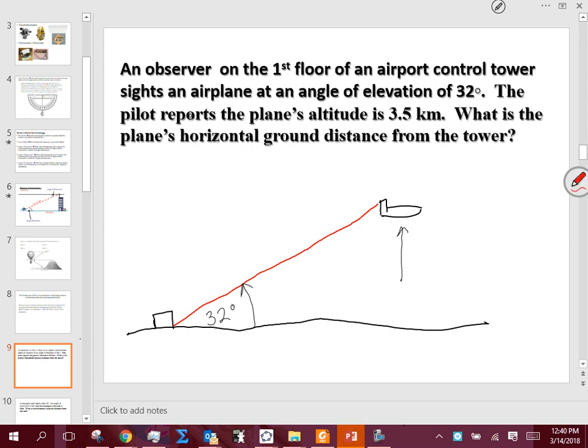It says the pilot reports the plane's altitude is 3.5 kilometers. First thing we need to know is what altitude means, and we've talked about this a lot in this class. Altitude is not only the height that the plane is off the ground, because there are a lot of different heights that we could use. It's the shortest height, right? Does that make sense?